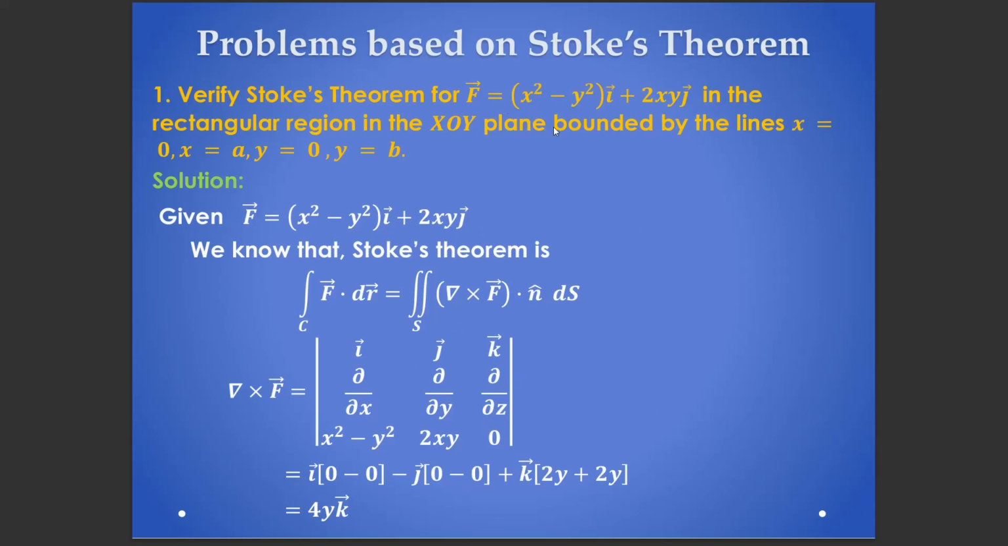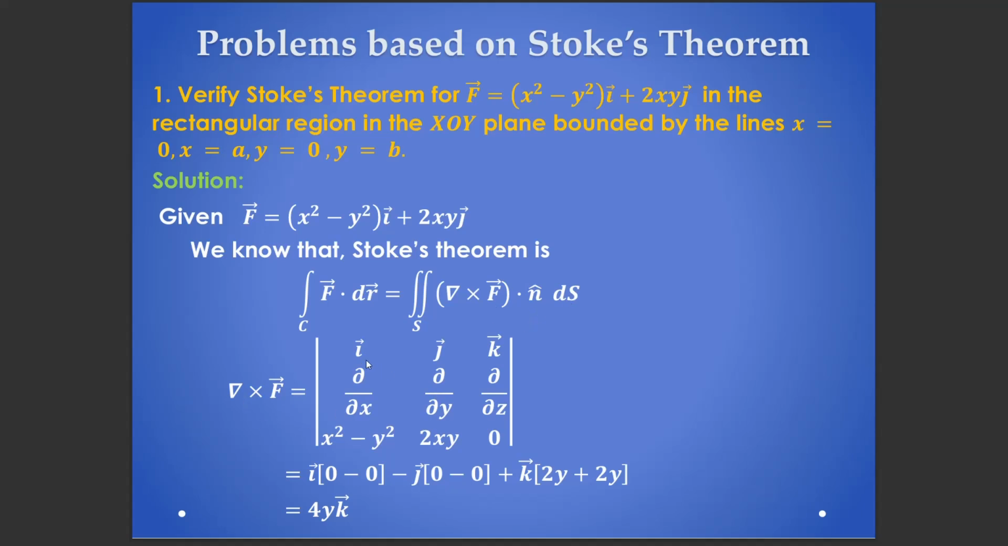Now the first question. Verify Stokes theorem for F equal to (x square minus y square) into i plus 2xy into j in the rectangular region of the xy plane bounded by the lines x equal to 0 to a, y equal to 0 to b. So in this question, there is no k vector, so there are no z limits. Since only the i vector and j vector are given, we can go for the RHS first.